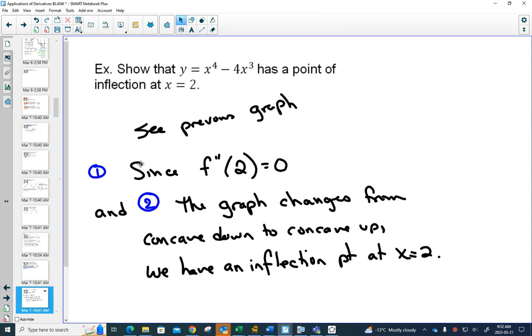So again, if a question says, show that it has a point of inflection, okay, you'd have all of that work from that previous graph. You'd find your first derivative, you'd find your second derivative, you'd have your number lines, and then you would have to show the two things. Second derivative is equal to 0, and this one changed from concave down to concave up. That's enough information to say that it is an inflection point.